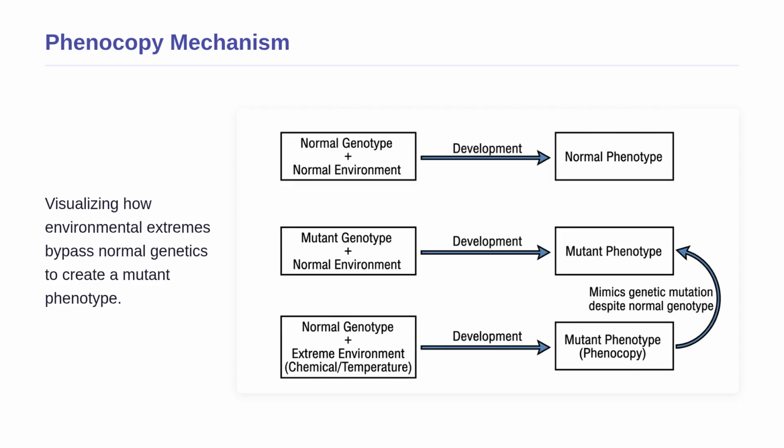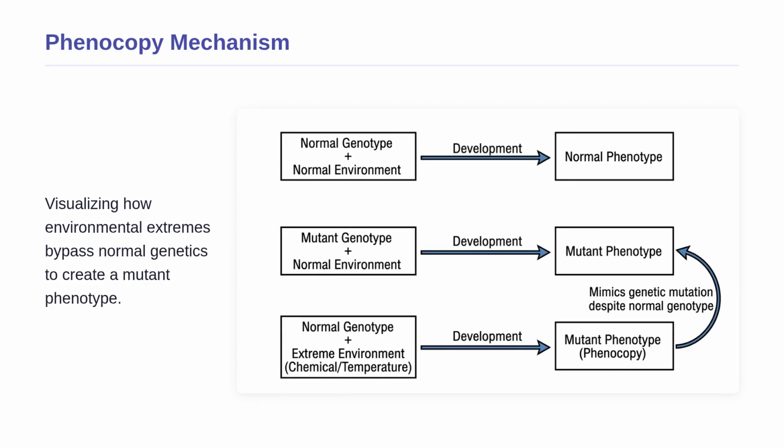To solidify everything we have proven so far, let us look at this flowchart summarizing the mechanism of a phenocopy. On the top pathway, you see the standard biological process. A normal genotype paired with a normal environment leads to a normal phenotype. In the middle pathway, a mutant genotype naturally produces a mutant phenotype, even in a normal environment.